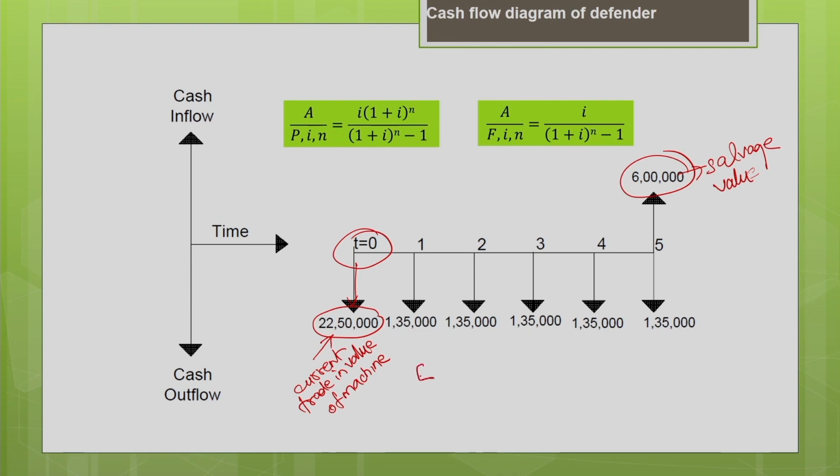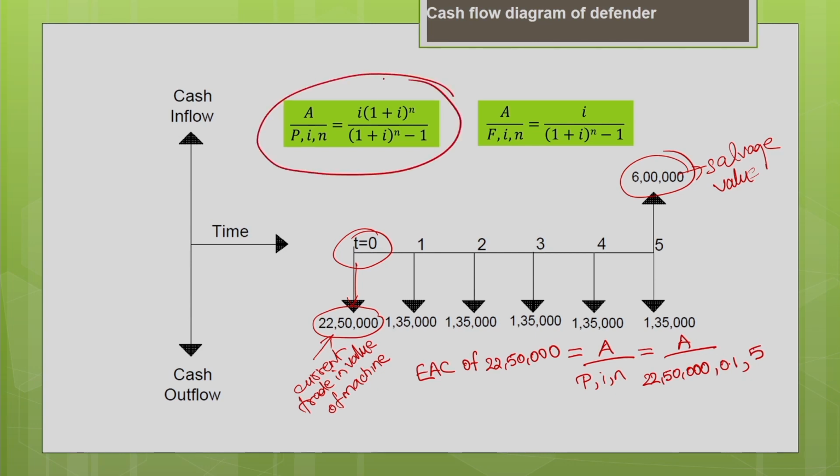So, how to do that? Equivalent annual cost of 22,50,000. So, you need to calculate A for known P, I and N. So, what is P? P here is present value 22,50,000. Interest rate is 10%, 0.1, and number of years is 5. Okay. So, it is nothing but you have to use your uniform series capital recovery factor, okay, to find this.